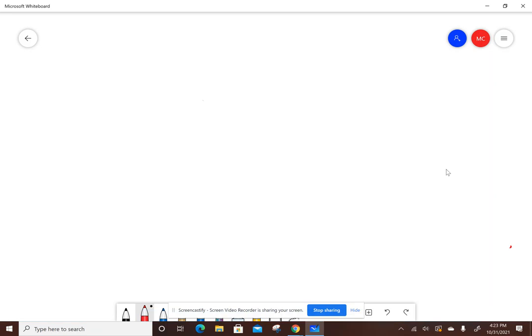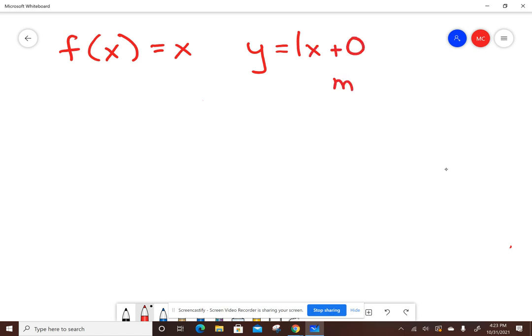Okay, so first we need to go over what the parent function is. A parent function is the most basic function for that type. So far, the only function we've been working with is a linear equation. So the parent linear function is this, f of x equals x, which is the same as y equals 1x plus 0. So the parent linear function has a slope of 1 over 1 and a y-intercept of 0. So that's considered the most basic parent linear function.